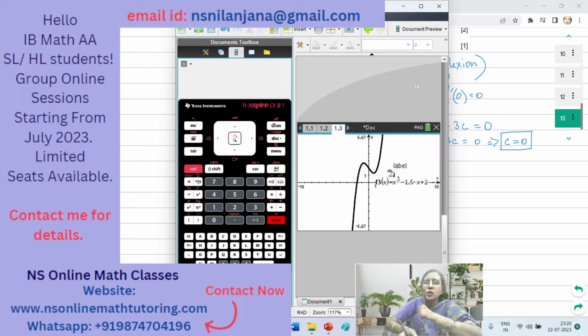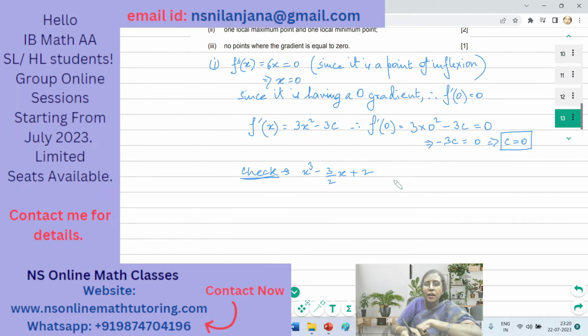what happens if c is equal to -2? Let us draw one more graph. Let us check. This one is x cubed. You don't write these, I'm just explaining, okay? -3 times c, where c is -2. So -3 times -2 is +6. Plus 6x plus 2. Let us see what happens. X cubed plus 6x plus 2.